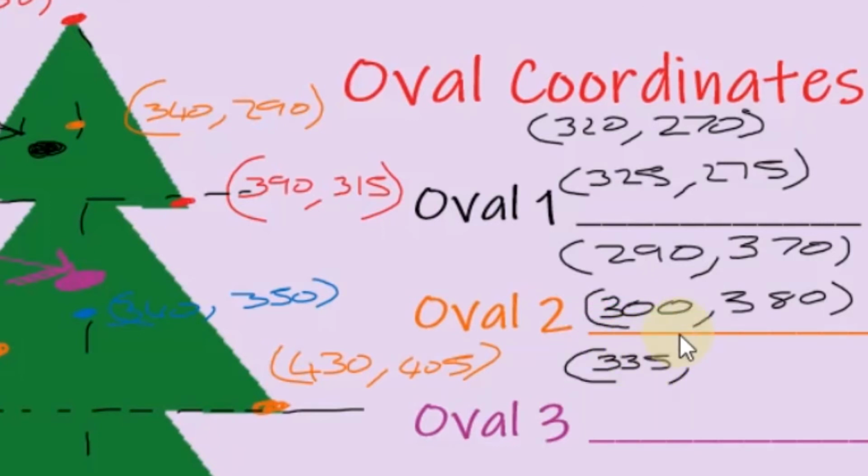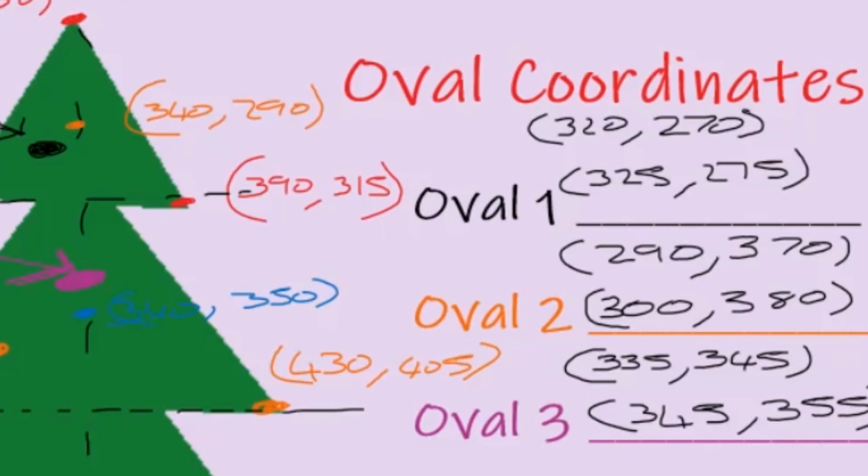And the Y coordinate is halfway between 310 and 400. So that would be 345. So let's go for that, 345. And the bottom would be 345 and 355.